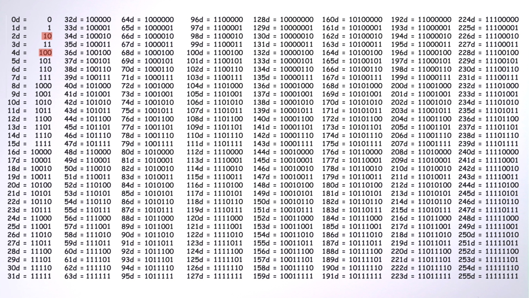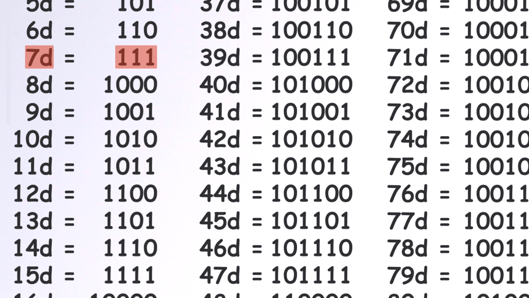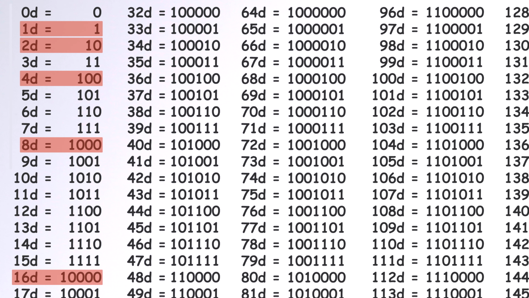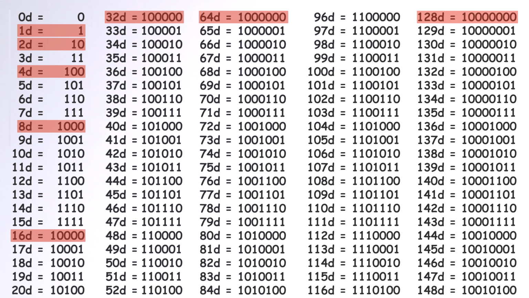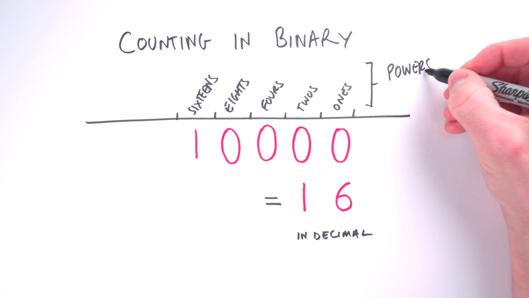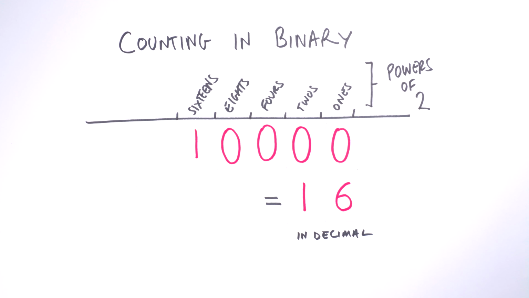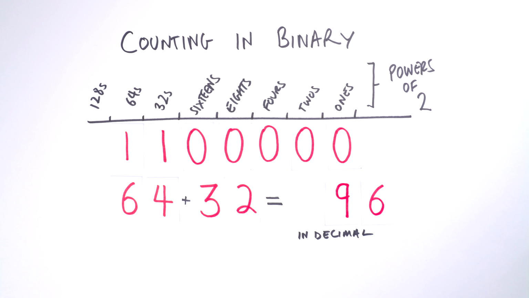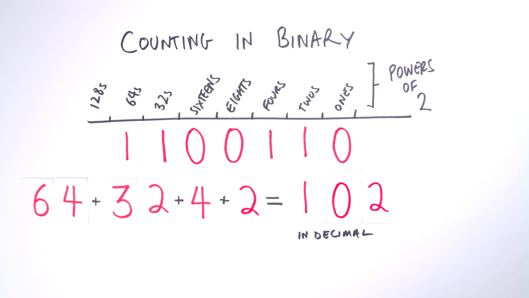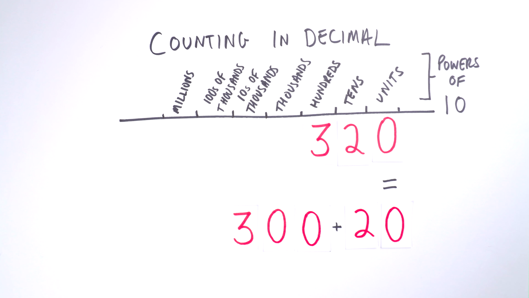There also seems to be something special about numbers which start with a 1 and all the rest of the digits are 0. As we just saw, adding a 0 on the end of a number multiplies it by 2. So these numbers go 1, 2, 4, 8, 16, 32, 64, and so on. These numbers are the powers of 2, and they're analogous to the powers of 10 that we see in decimal. In fact, we can express any binary number as a sum of its powers of 2, just like we can express any decimal number as a sum of its powers of 10.